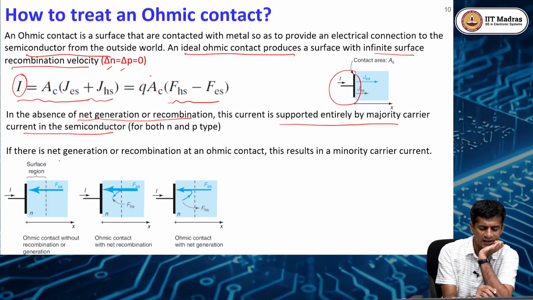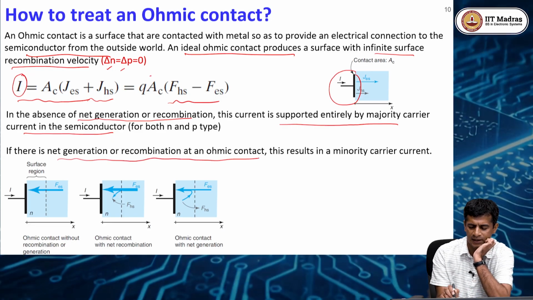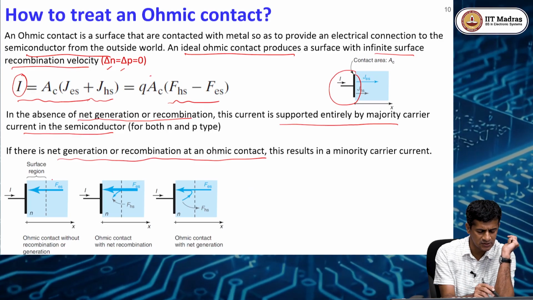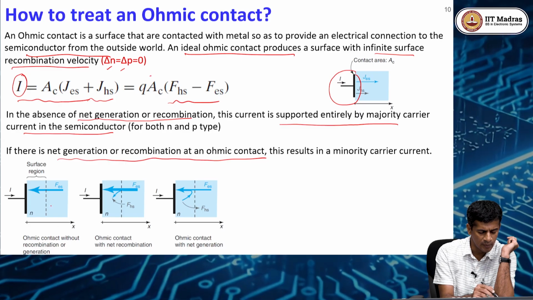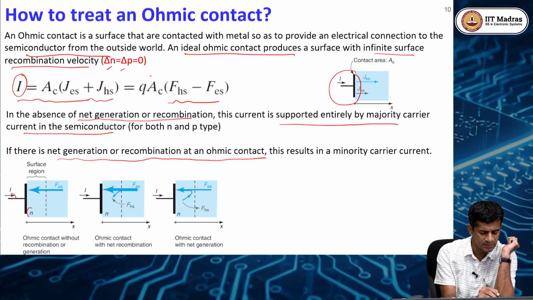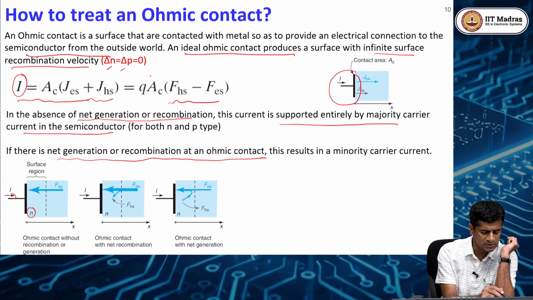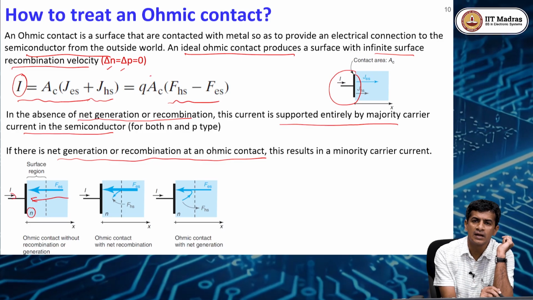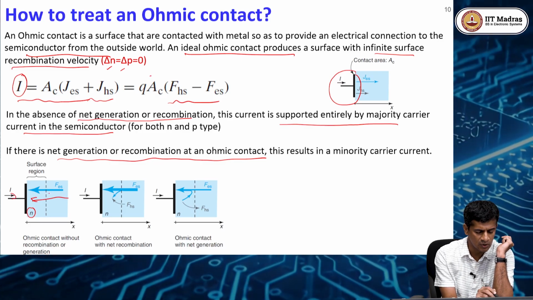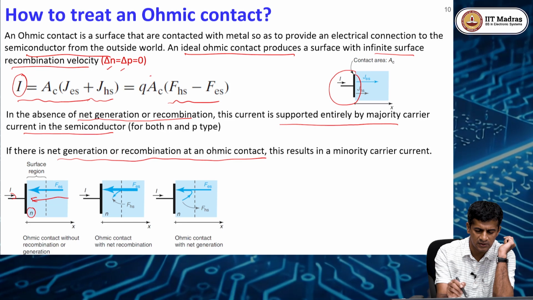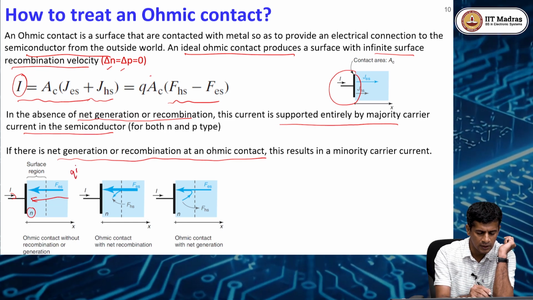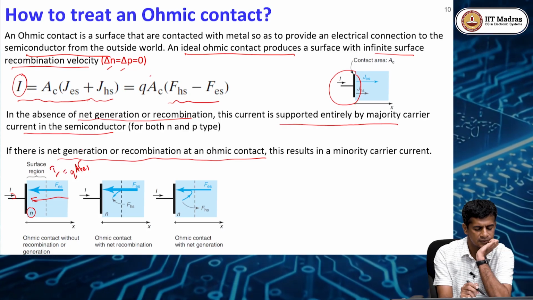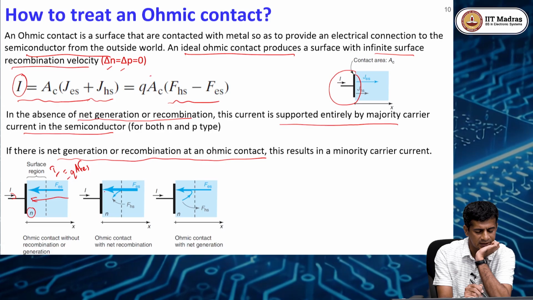On the other hand, if there are some generation or recombination events happening at an ohmic contact, there could be a minority current also. So, for example, this is a case where there is no recombination. Whatever current comes here, this is an n-type semiconductor, so in order to support this current, there could be electrons going in this direction. Then only there will be current continuity at the ohmic contact. So in this case it becomes Q into A into F of ES is equal to I, so minus Q, that is the electron current.